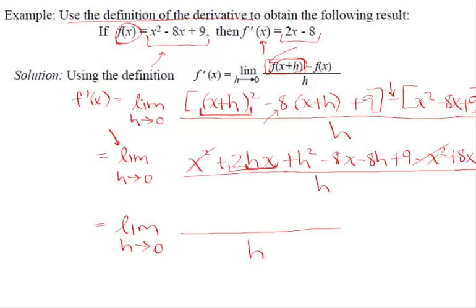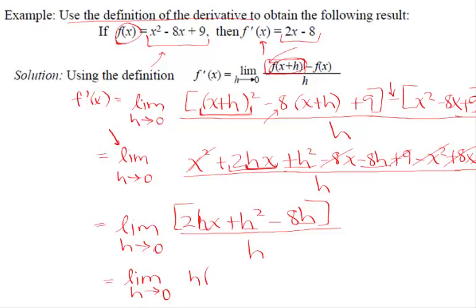This is the only hx term that we wind up with, so I'm just going to copy it down. This is the only h squared term, so I'm going to copy that down. I have a minus 8x and a plus 8x. This is the only h term. I have minus 8 of them. And I have a positive 9 and a negative 9. Look at that beautiful result. Every single term in the numerator has at least one h in it. And that means I get to factor that h out.